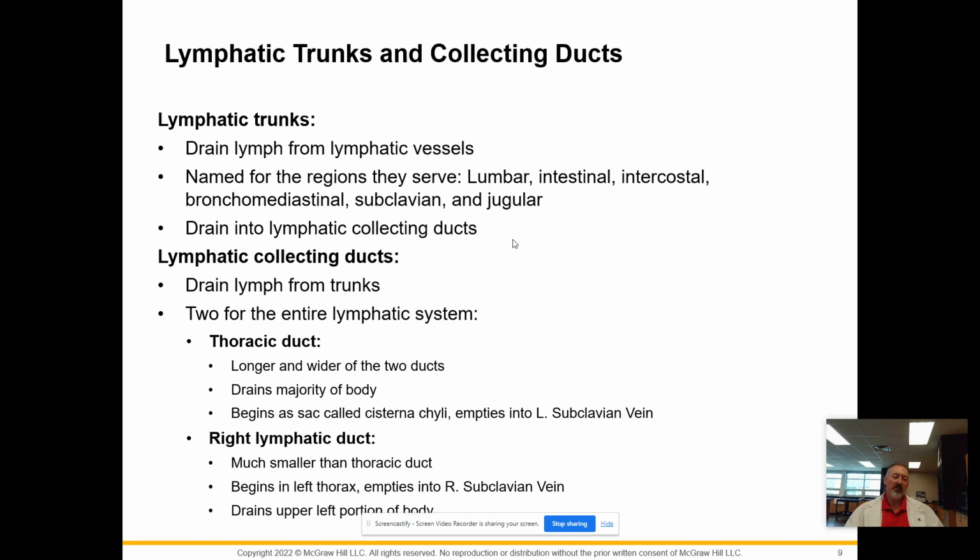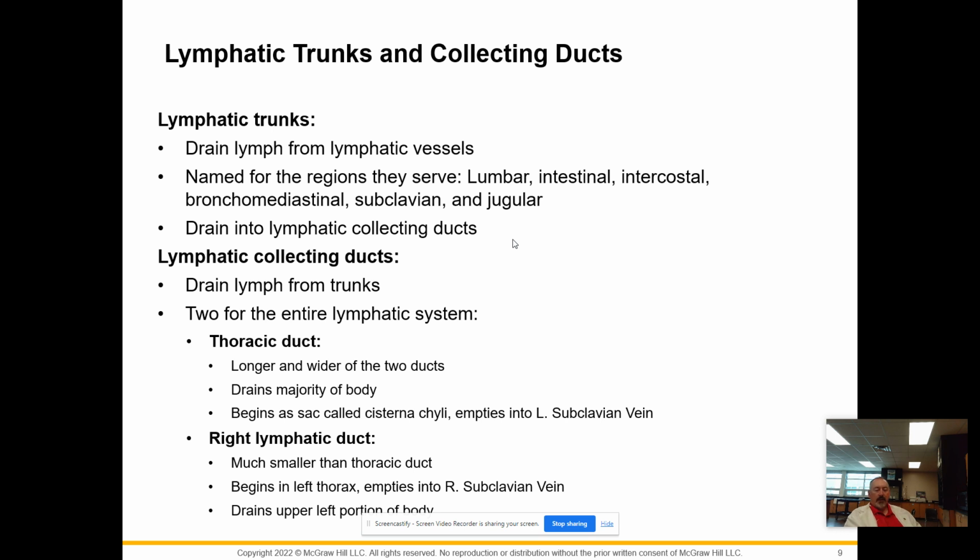These are named regions. Lymphatic trunks include the lumbar trunk, intestinal trunk, intercostal trunk, bronchiomediastinal trunk, subclavian trunk, and jugular trunk. These are all going to drain into collecting ducts. So we went from capillaries to vessels, vessels to trunks. Now we're going from trunks into ducts. I know it may be confusing. Think of it as small roads leading to bigger roads, leading to even bigger roads, because that's very much like what's going on.